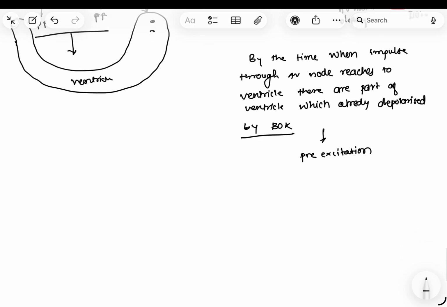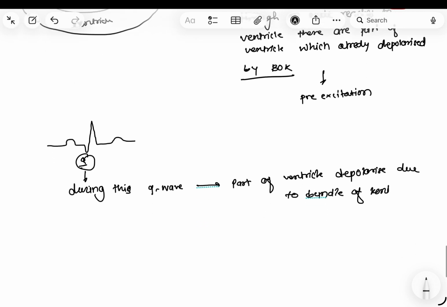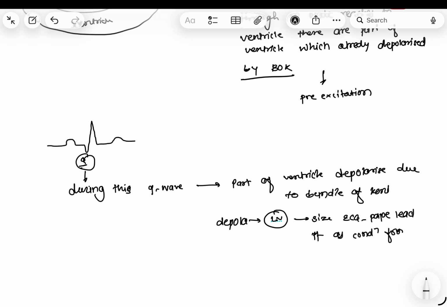So normally we get this P wave, Q, R, S and T. We get this Q wave. Now during this Q wave, part of the ventricle depolarizes due to the bundle of Kent. And as we studied, whenever there is a depolarization of the left ventricle, due to its size, the ECG paper or lead will detect it as conduction from right to left. So this Q wave will be absent.